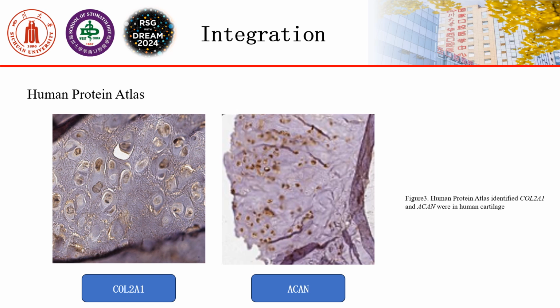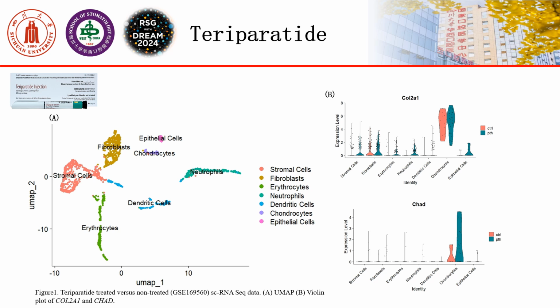And we want to confirm in which type of tissues those genes are expressed. We use the Human Protein Atlas database to confirm that COL2A1 and ACAN were found in human cartilage. But that doesn't mean it's linked to osteoporosis treatment. So we collected another dataset from the GEO database with teriparatide-treated versus non-treated data.